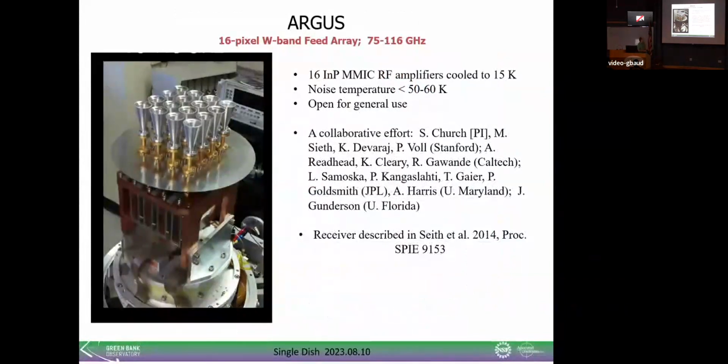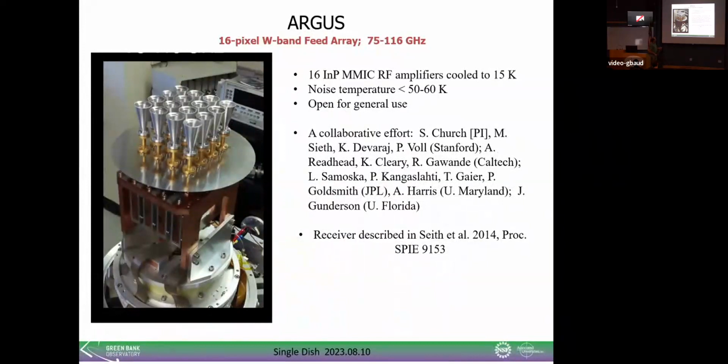There's one more focal plane array we have. It was built by a collaboration from Stanford, Caltech, BYU, University of Miami, and University of Maryland. And it's back in the lab. When you do your tour tomorrow, we actually have it down from the telescope, so you'll be able to get a closer look at it. It's a 16 element array, single pixel, single polarization.